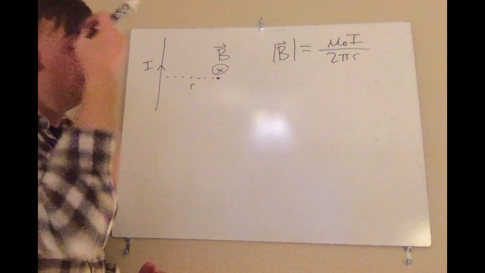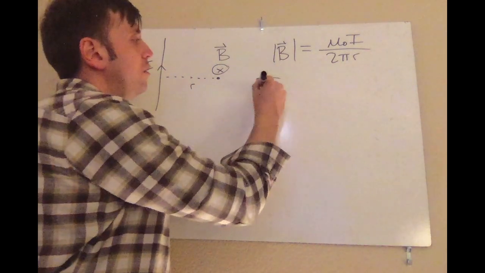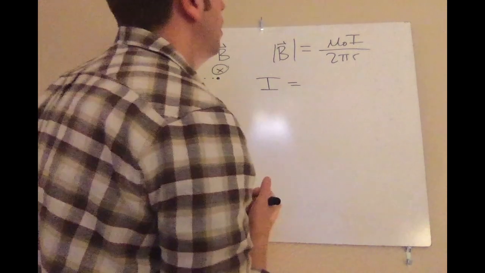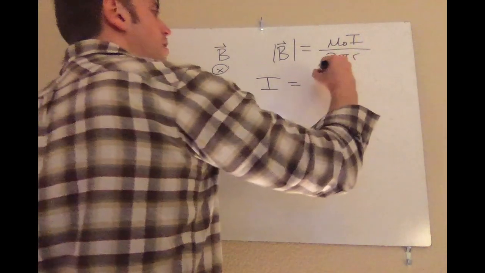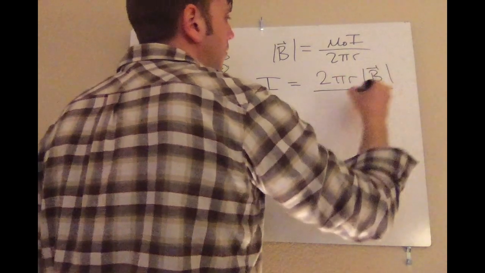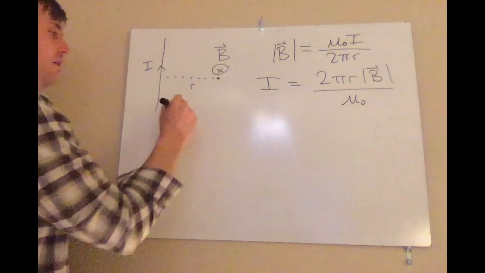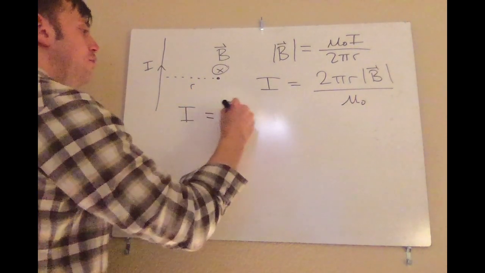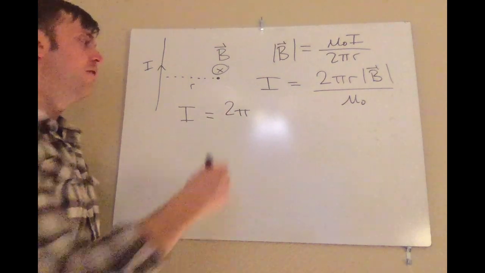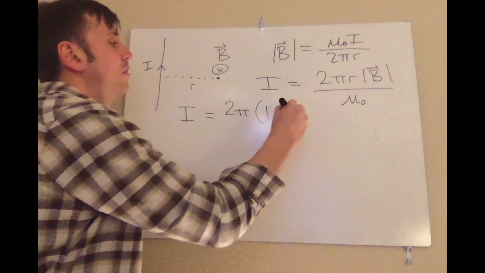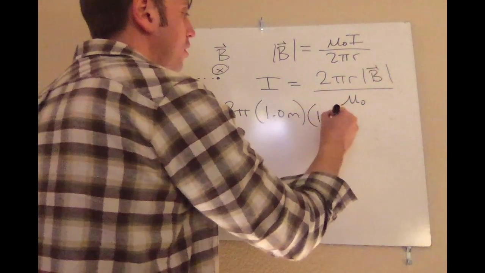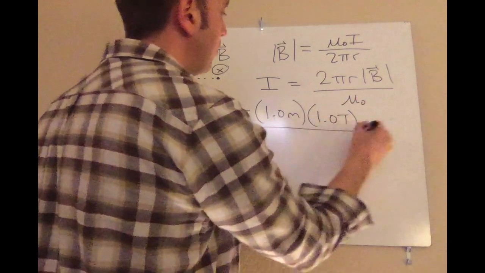What we'll do next is figure out what the current is, because that's what I care about. I want to know how much current needs to be running through this wire. So to solve for I, we have 2 pi r times the magnitude of B divided by mu naught. So the current is equal to 2 pi, times r, which represents the distance away from the wire. Here, that's going to be 1 meter. Then we have the magnitude of B, which we're saying has to be 1 Tesla. That's what we're trying to get to.